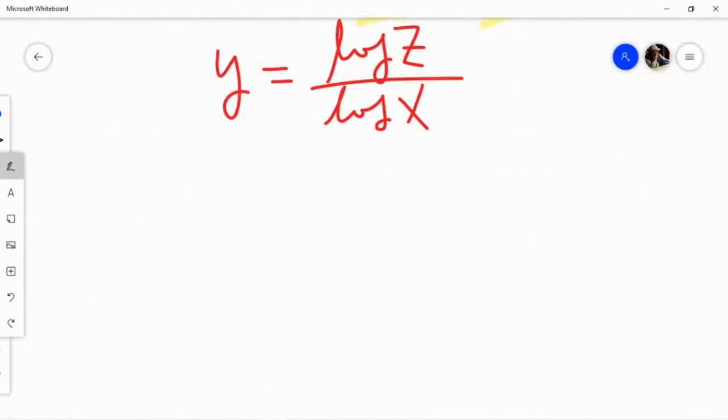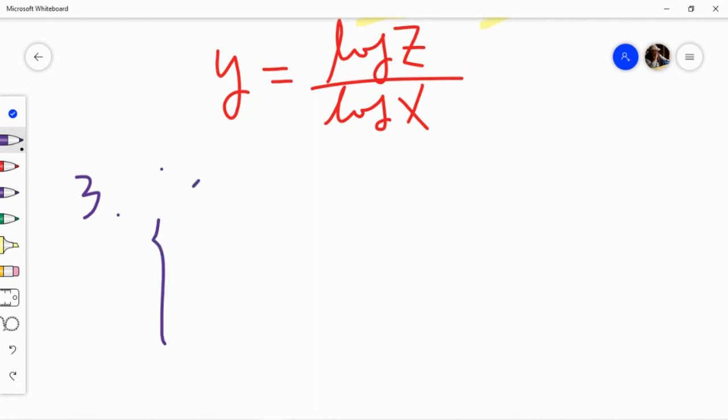So the third question is, there are three types of logs, right? And we already know, largely three types of log. I'm not saying it's only limited to three. Number one, common log.